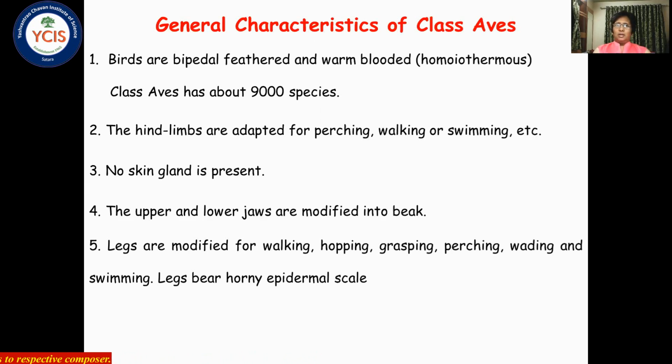Next one, no skin gland is present, except the uropygial gland, called the preen gland or oil gland, which is located at the base of the tail. And in ostrich and parrot, such oil glands are not present. Next one, upper and lower jaws are modified into a beak.